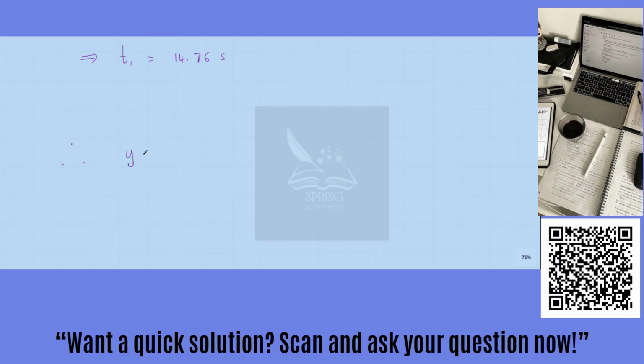So y, we know, is 5 meters per square second times t1 squared. So substituting t1 into this equation, we get 5 meters per square second multiplied by the time, 14.76 seconds, all squared. This gives us the elevation of the rocket when it reaches the speed of sound to be 1,090 meters.